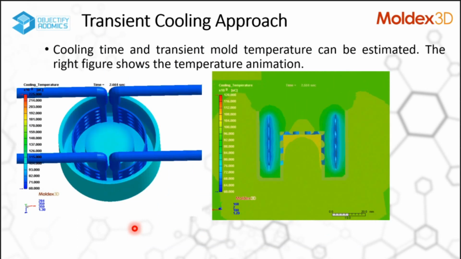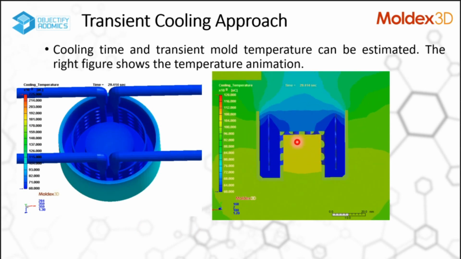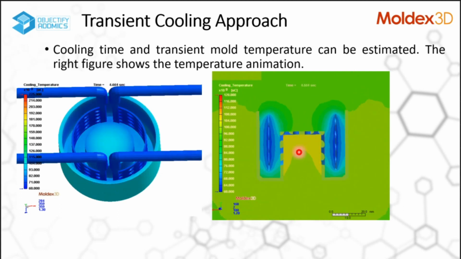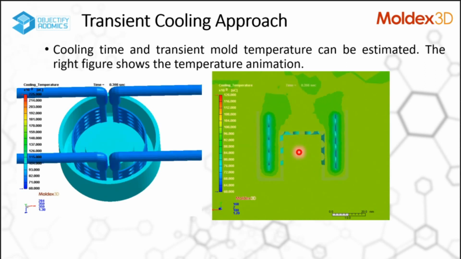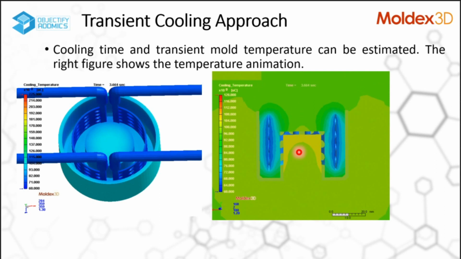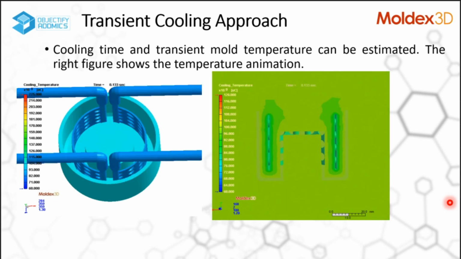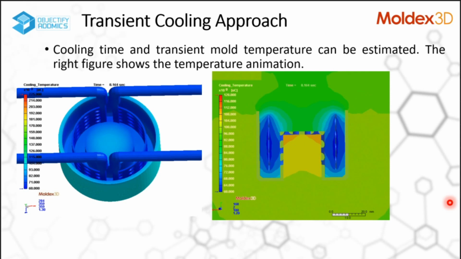As a good analyst, it is very important to study the transient behavior of mold temperature. Also, by checking transient temperature results, we can examine the temperature variation inside the mold. Moldex3D can predict the cooling time required for your cooling channel design. That is why it is important to achieve balanced cooling, and Moldex3D helps you in checking mold temperature distribution.